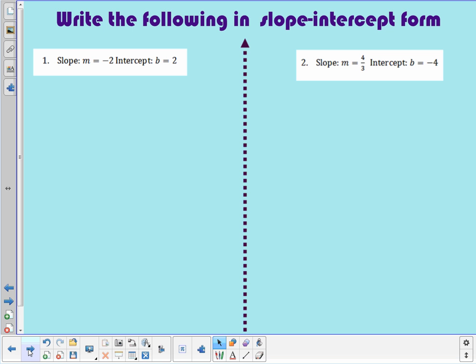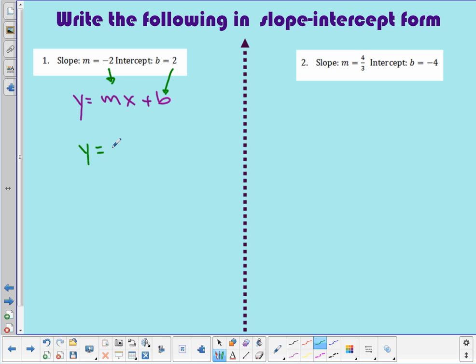So up at the top, number one, if I have a slope of -2 and a y-intercept of 2, and I want to write my slope-intercept form equation, remember that that is y equals mx plus b. I'm simply going to take the m, plug it in there, take the b, plug it in there. So my equation for this situation looks like y equals -2x plus 2.